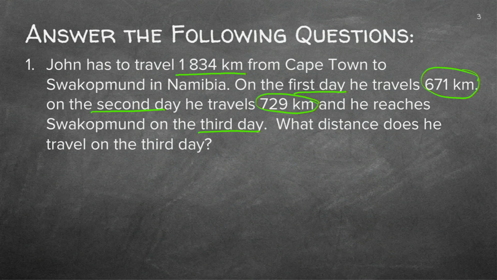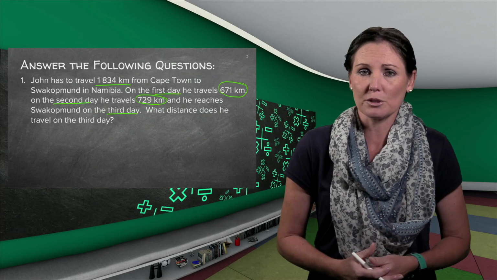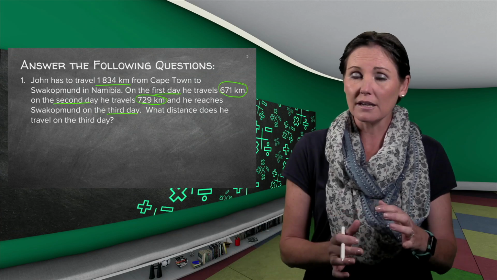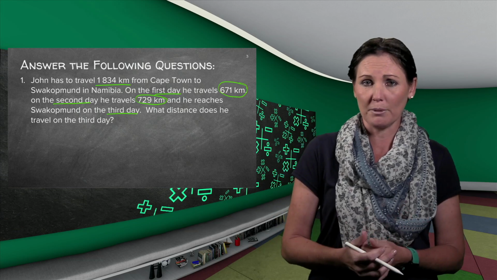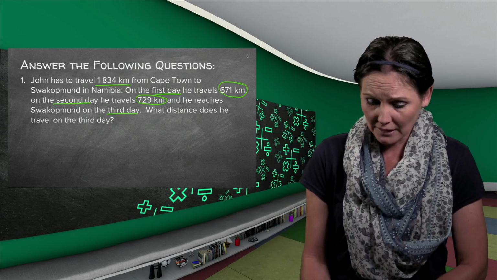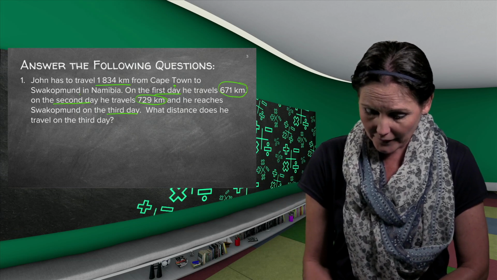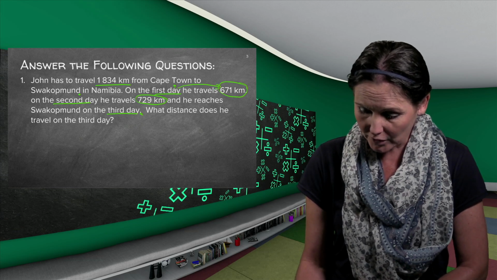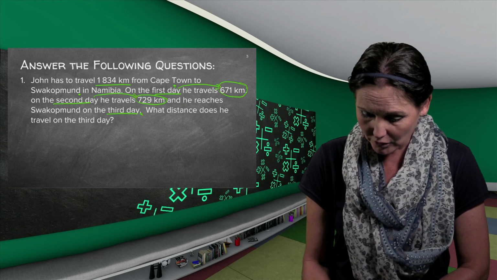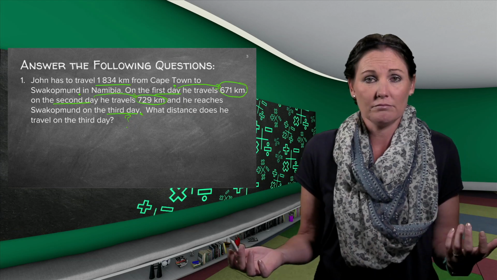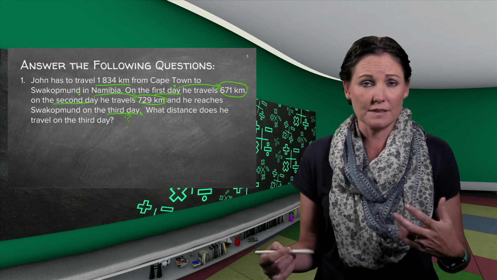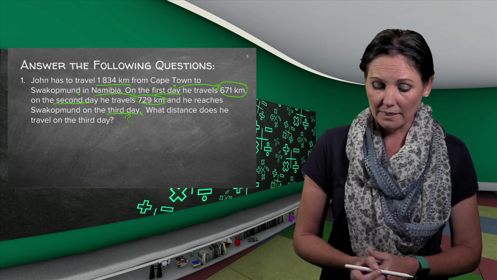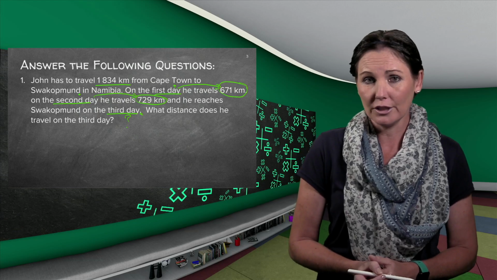Now, as I circled and I underlined, that's what you are supposed to do. You use a highlighter or a color pen and you underline or you highlight important information. Immediately I can see there is a day 1, a day 2, and a day 3. I can see that the first day I've got kilometers, the second day I've got kilometers, but the third day I don't have any kilometers. There's no distance, there's no length. So, what is the question? What distance does he travel on the third day?